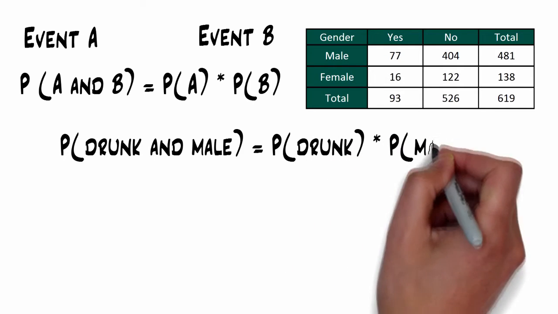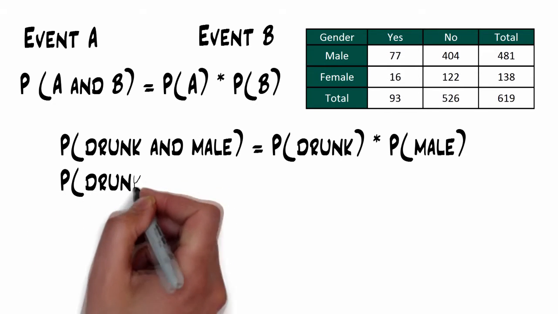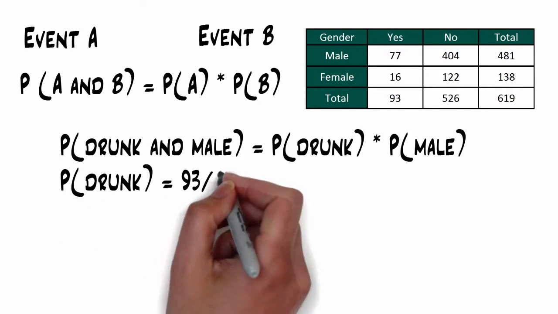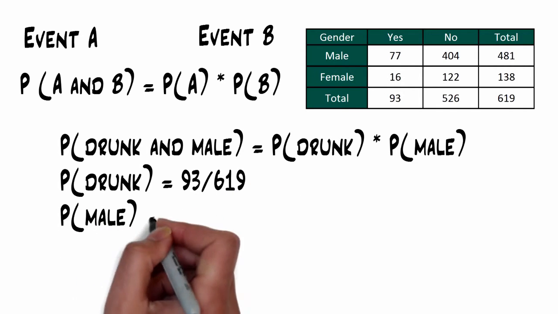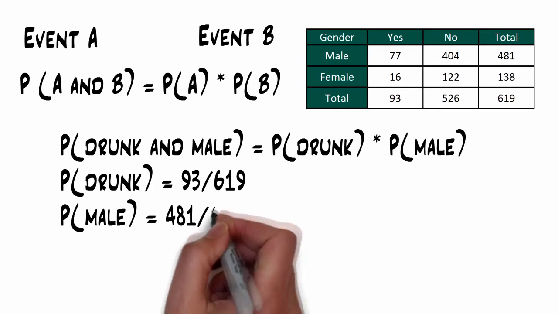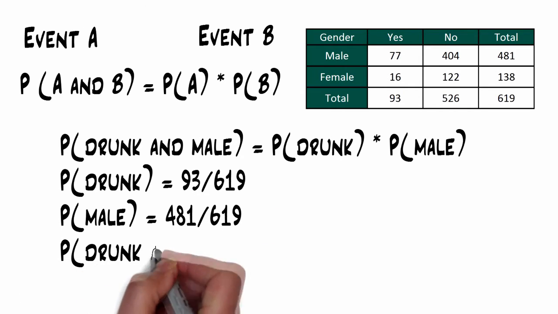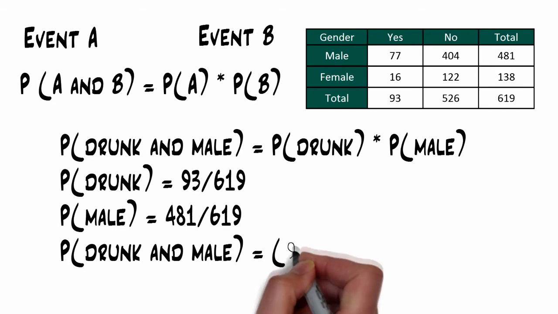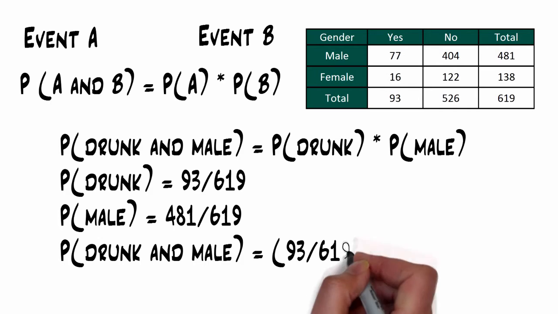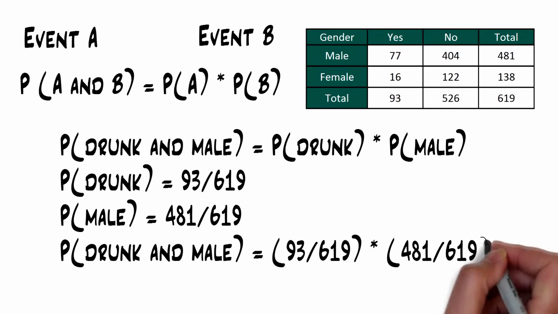By dividing the counts in our table, we see that the probability of being drunk is equal to 93 divided by 619, and the probability of being male is 481 divided by 619. So, the probability of being drunk and male is 93 divided by 619 times 481 divided by 619.